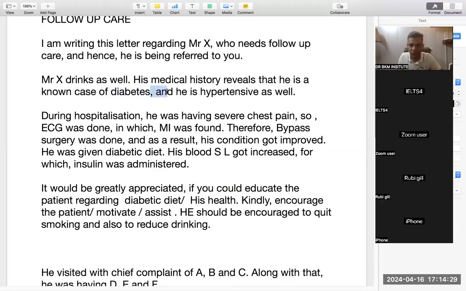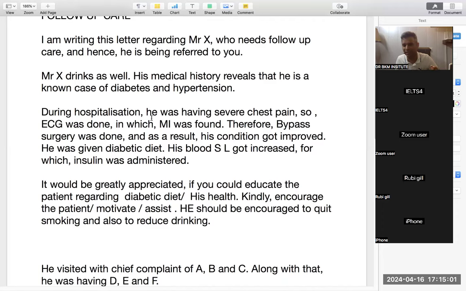You can notice this comma before "and" because I am using the subject again. Whenever I use the subject after "and", I put this comma. If I do not use the subject, then I don't need a comma. Please listen to this video again to understand. If you write "reveals that he is a known case of diabetes and hypertension", then you will write it this way. That is how writing differs. So you need to understand when to put a comma before "and".